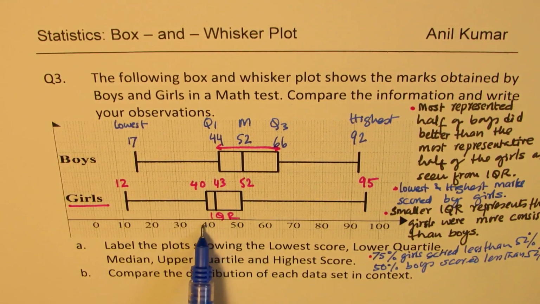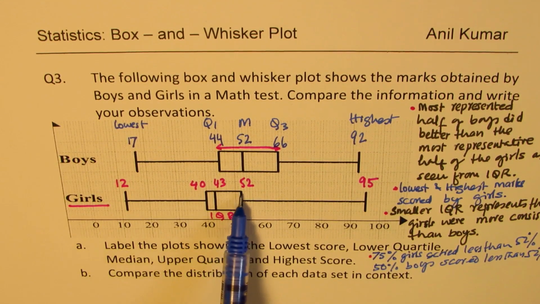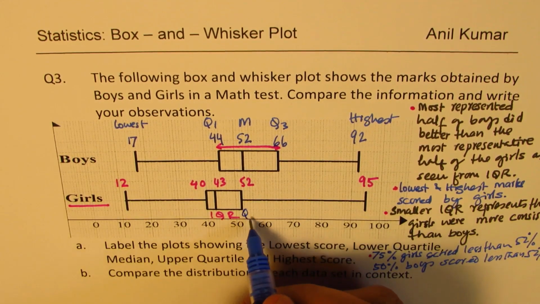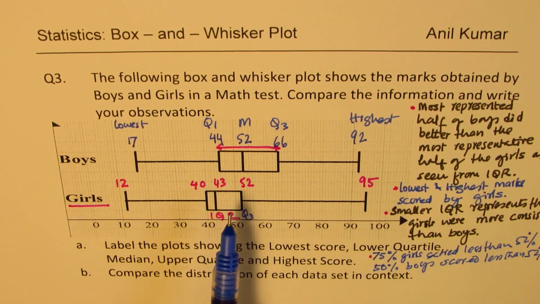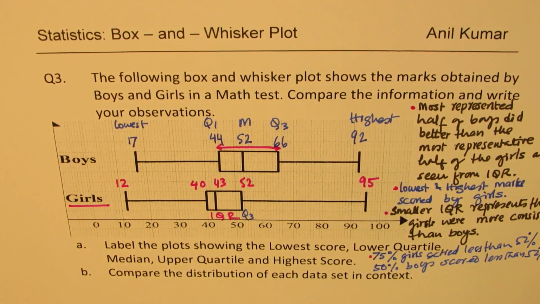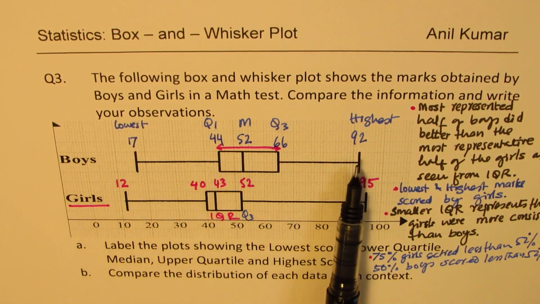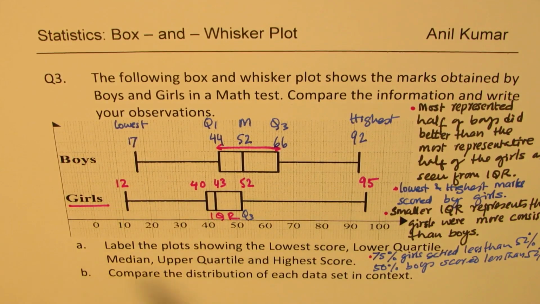On the other hand, 75%, because this is Q3 for girls, correct? So 75% girls scored less than 52% marks, right? So that is very clear from here. So these are the kind of observations which you can make and explain from the given data, right? And of course, you can say that the total range for boys is lesser than that of the girls. So let me add the last point here.